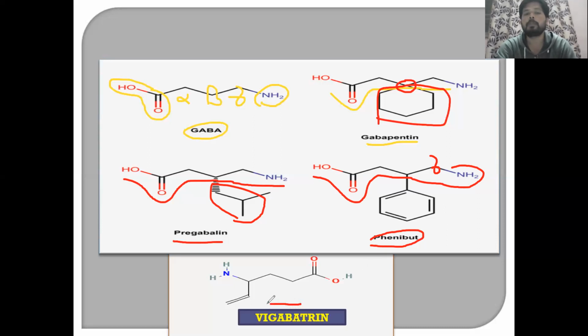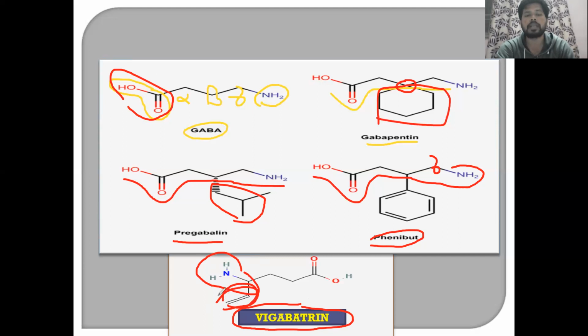And again, this is our main hero here. We are talking about the medicinal chemistry of the GABA analog, that is Vigabatrin. Vigabatrin chemically has a vinyl group. So this is the vinyl group. In GABA, it is a carboxylic acid group, but instead of that, it is converted into a vinyl group.